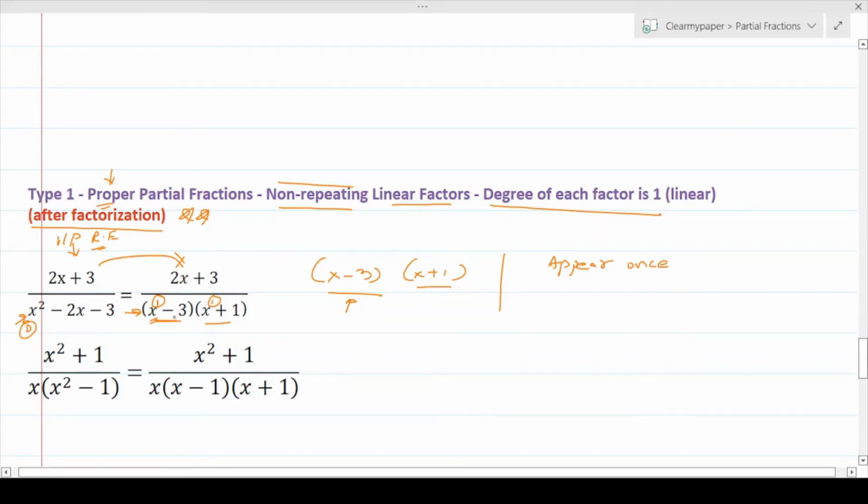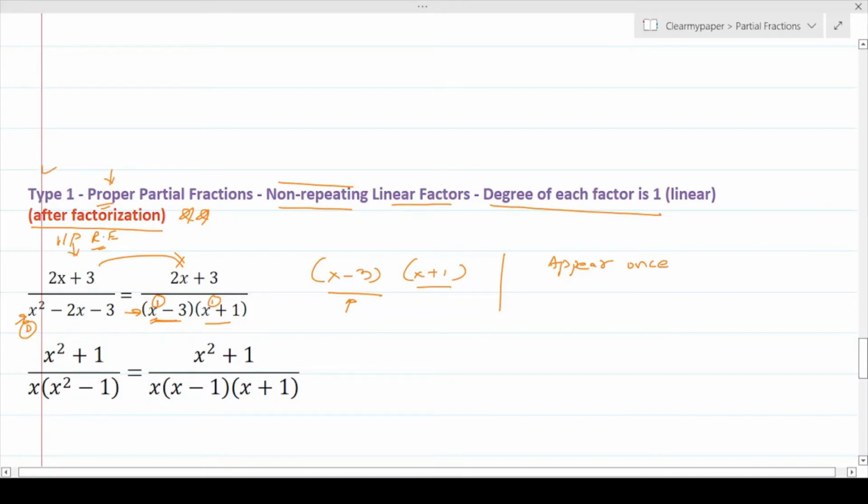Each one of them is linear in nature. In this case, this kind of polynomial expression is called non-repeating linear factors, and it can be solved by a specific method, which we will cover in the partial fraction in the next episode. That's type 1.